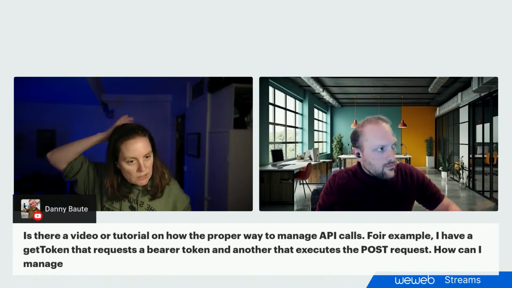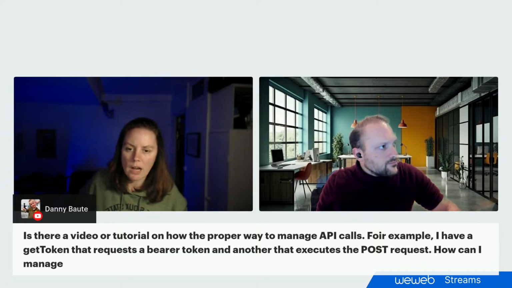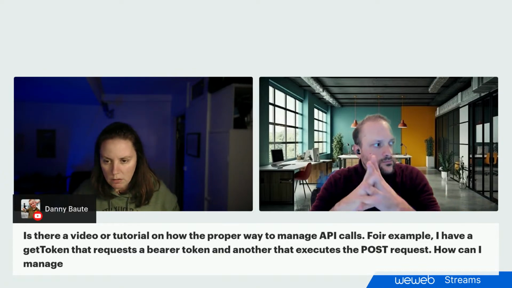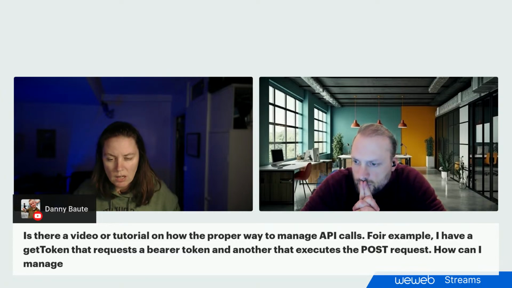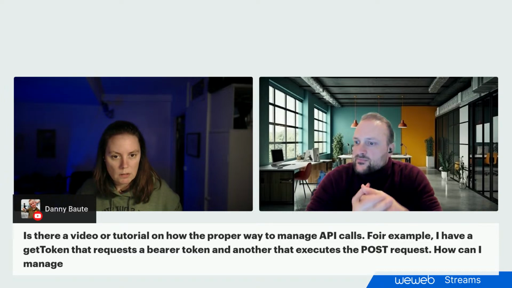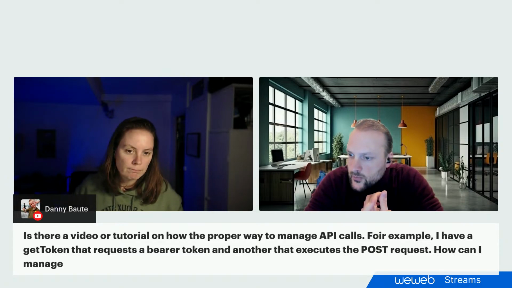Then Danny was asking, is there a video or tutorial on the proper way to manage API calls? For example, I have a GET token that requests a bearer token and another that executes the POST request. How can I manage? If you're here, yeah, you have the answer. Go for it.